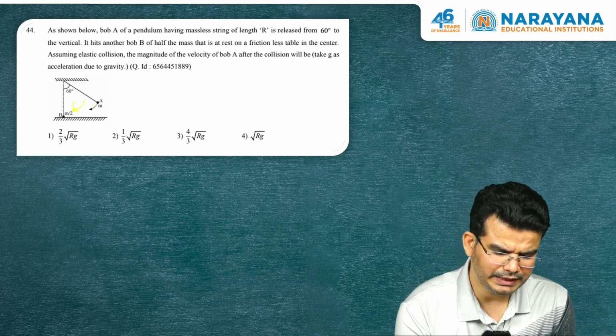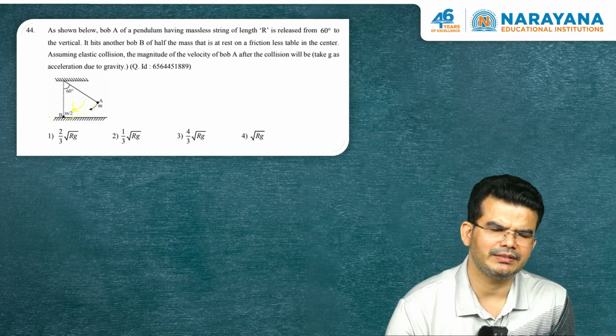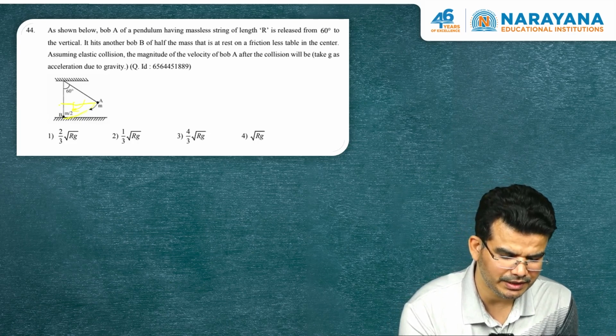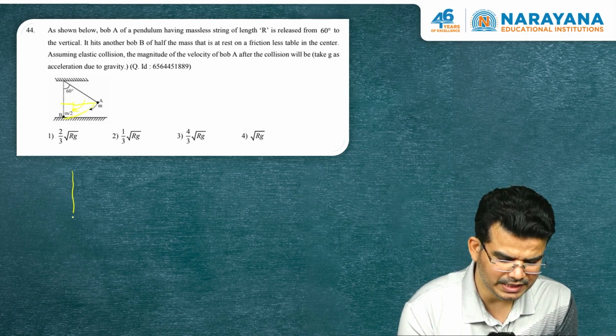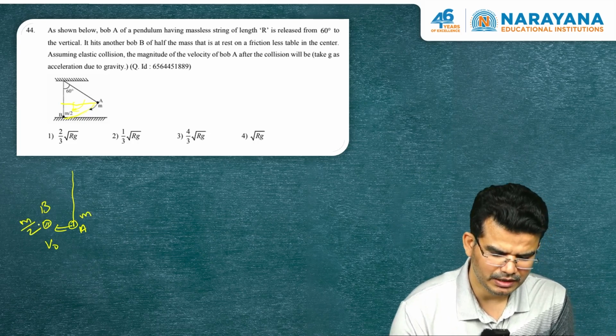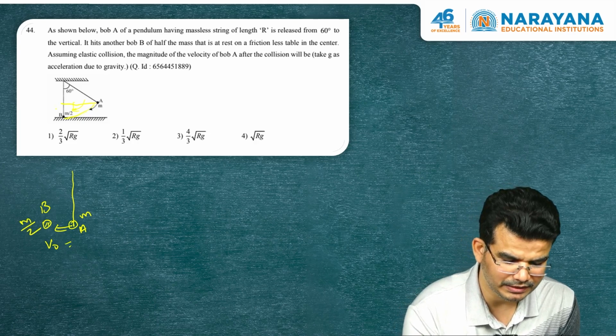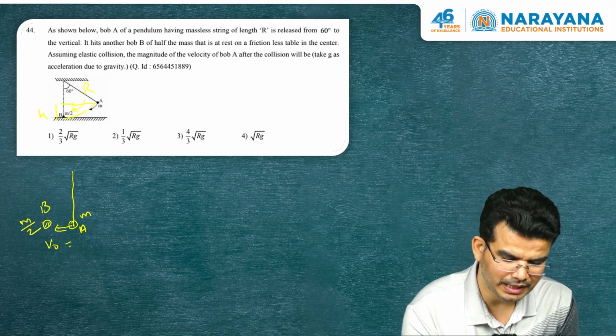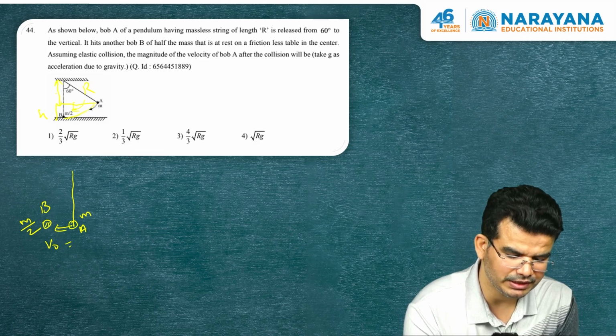So, the collision is elastic. When A strikes B, before striking, A will have some velocity V naught. B is here, its mass is m by 2. How much will V naught be? Tell me how much height. This is your height h. Can you tell me this height? They have given r, so this is r cos 60 degree. This much is how much?